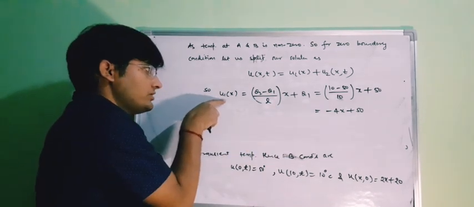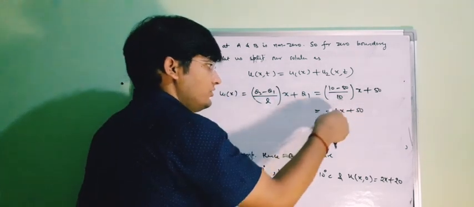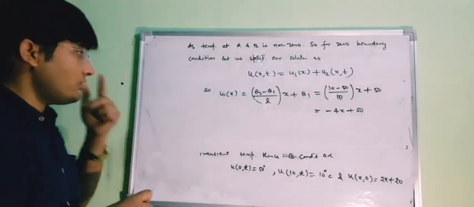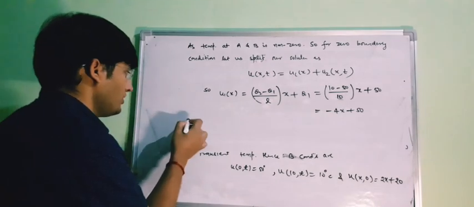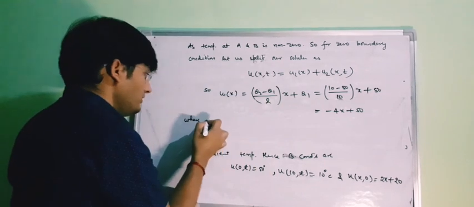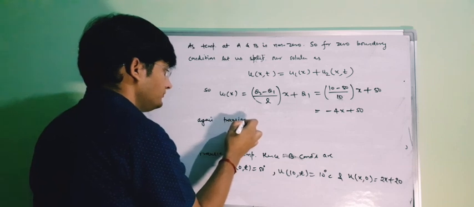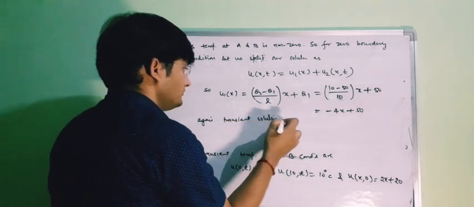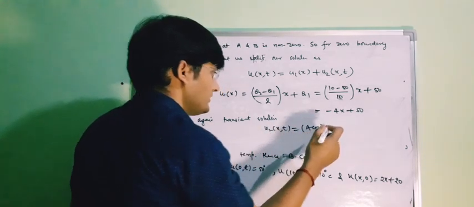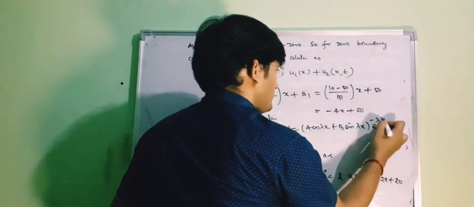So our steady state solution will be (theta 2 minus theta 1) divided by L into x plus theta 1, which is equal to minus 4x plus 50. Now this is your transient solution, and this is your steady state solution. Again, the transient solution is u2(x,t) will be (a cos lambda x plus b sin lambda x) into e to the power minus lambda k square t.